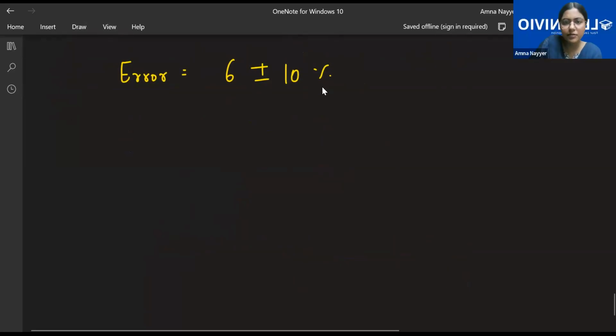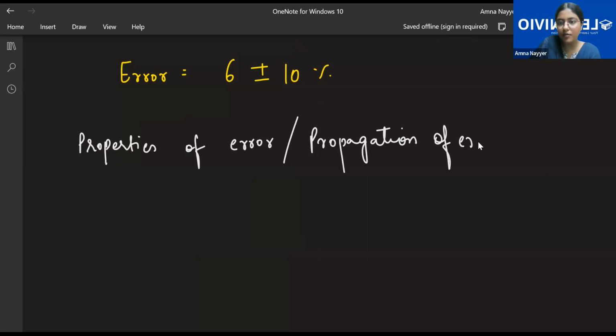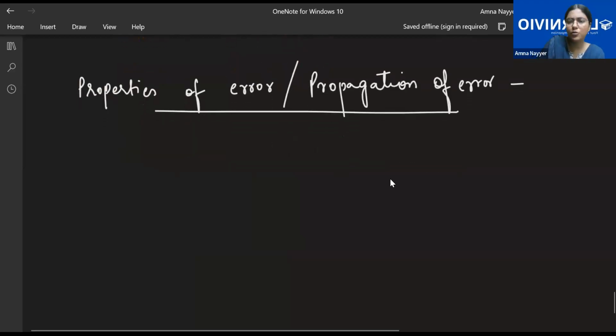Okay, just write down this error as well. Then we have the properties of error. This is also known as, sometimes you will find it as propagation of error. Okay, this is propagation of error. Properties of error or propagation of error. Now, first two very easy. You have addition and subtraction. How do we add? How do we subtract?